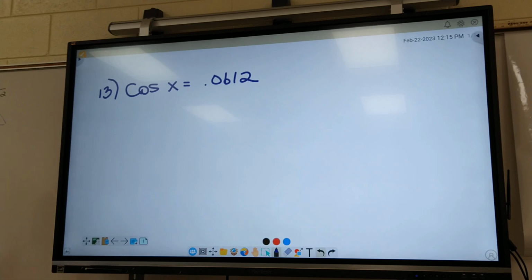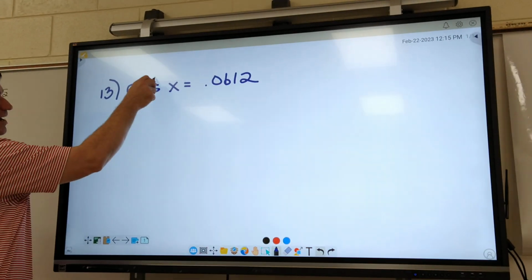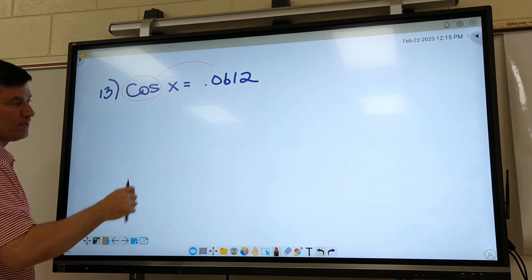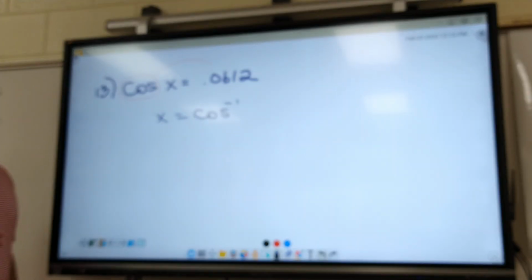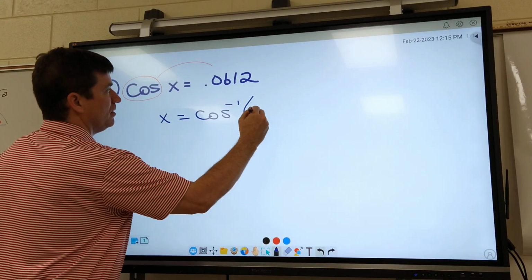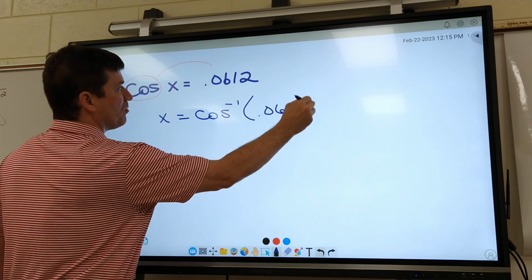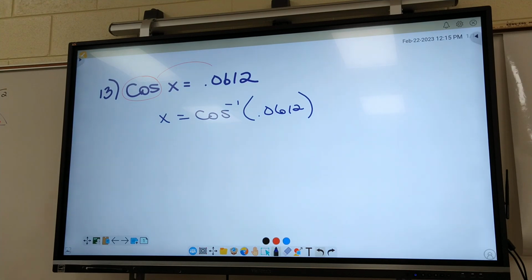Okay, so first thing we got to do, we got to solve for x. So look, if I'm going to solve for x, I got to take cosine and move it over, right? And when I move it over, it becomes cosine negative 1, which is inverse cosine. You have probably seen that on your calculator before and wondered when you were going to use it. Now we're going to use it.